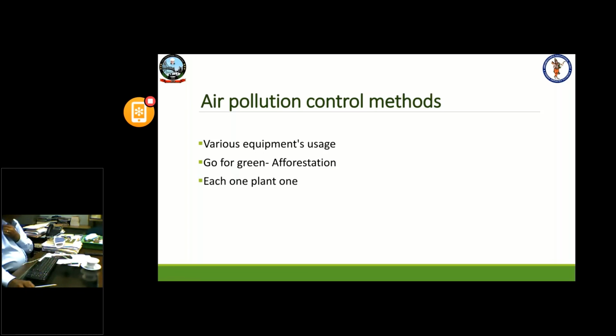Even whatever advances we are inventing on the engineering side or scientific aspects, those are not sufficient for restoring the natural environment. When we want to develop the natural environment, we have to go for it naturally. Those are green plantations.